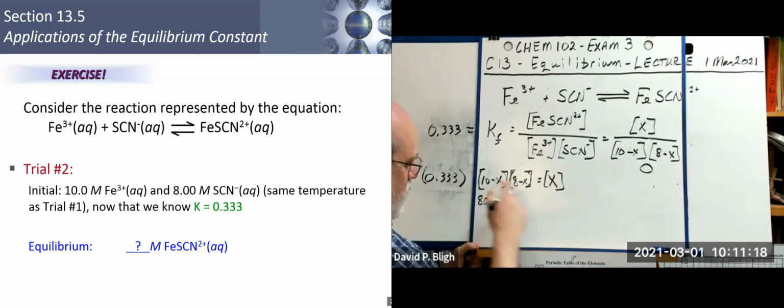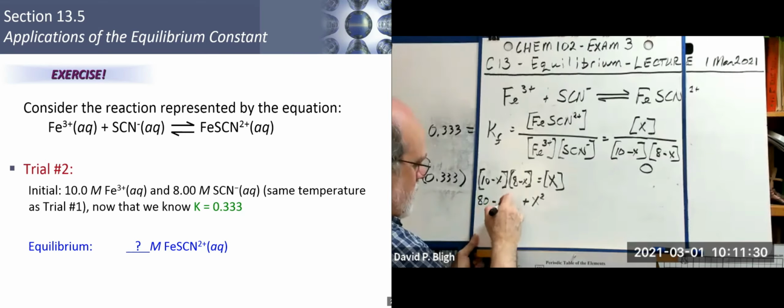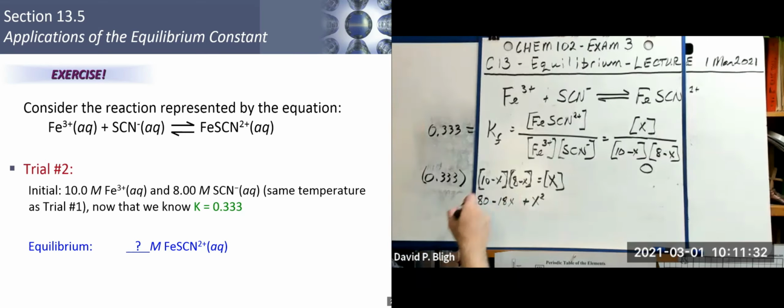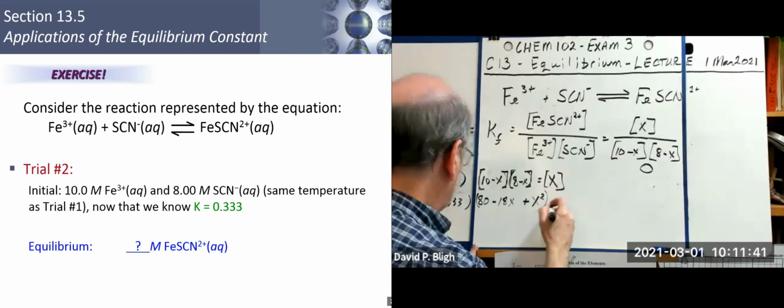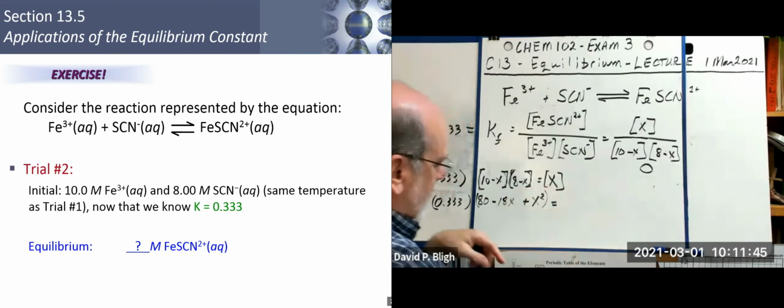And then this term would be x squared, right? A negative x and a negative x, x squared. And then 8 times x is a minus 8x, and a minus 10x is a minus 18x, like that. Then this whole thing is multiplied by 0.333. So I'm going to expand this over here and then put it equal to x.